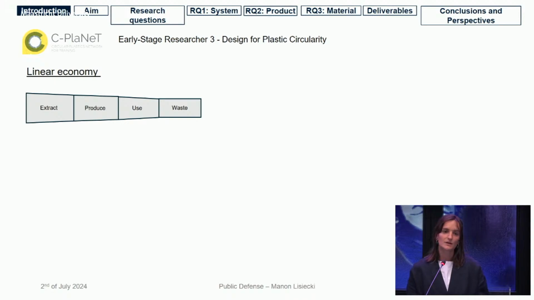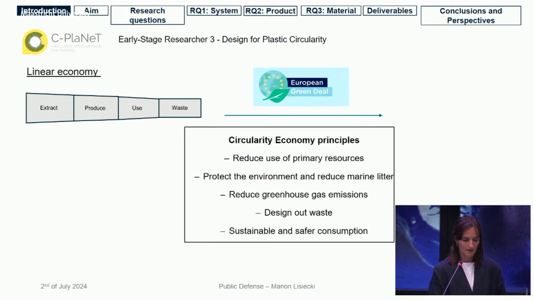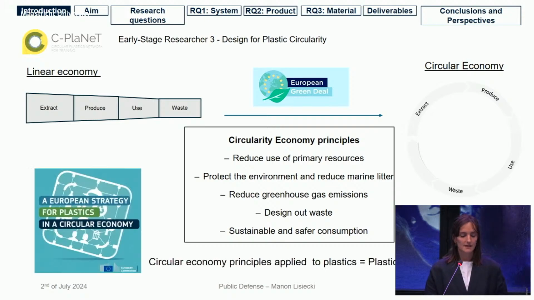I think we can all agree that we need to move away from the linear economy where we extract the resource, we produce, we use, and we waste the product. It leads to a huge amount of waste, as well as depletion of resources, pollution, and environmental impact. In this context, the European Commission introduced in 2018 the Green Deal and the main principle of circular economy, in order to move from the linear economy to the circular economy, where waste does not exist anymore, and it's now a resource circulating back in the loop for as long as possible. If we apply this principle to plastics, it will give the plastic circularity that we aim for.